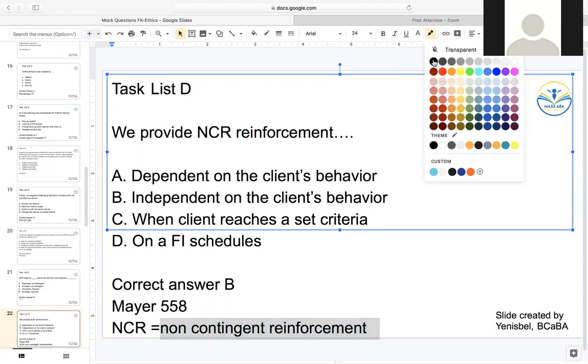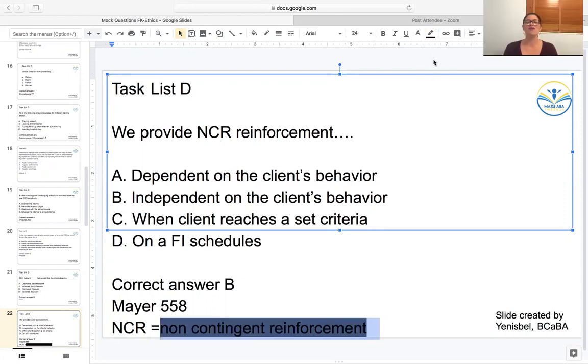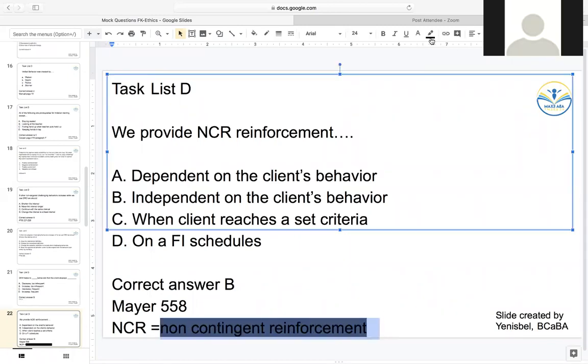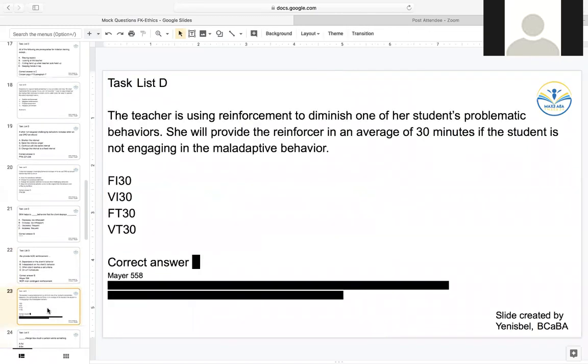Okay, so who can tell me? Martin, go ahead. What does NCR stand for? Non-contingent reinforcement. Nice. Wow, you guys are smart.